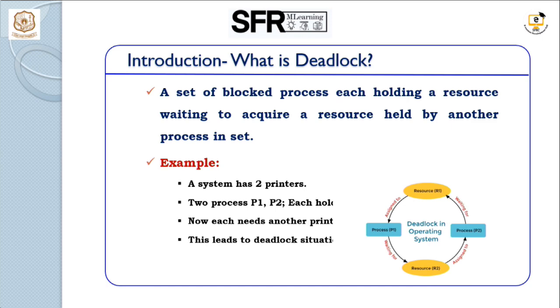Look at an example. Suppose a system has two printers. There are two processes, P1 and P2. Each holds one resource already, that is, each printer is held by a process already. But now when process P1 requests the resource R2, which is already held by P2, what will happen at this stage? P1 will wait for an unwanted amount of time. This leads to a situation called deadlock.